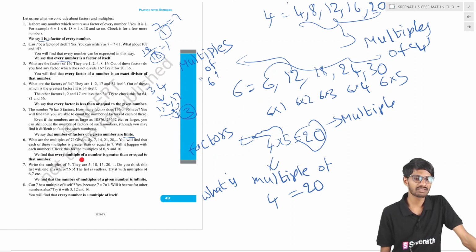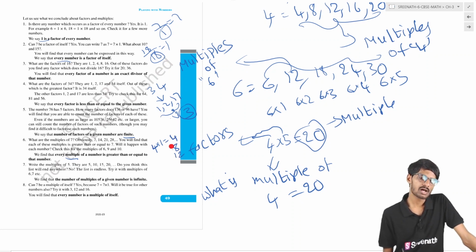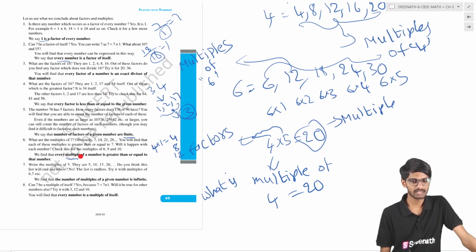And one more thing is, every multiple of a number is greater than or equal to that number. So here the case is about multiples. Suppose you take 4, and I want to write the multiples of 4, you can write 4, 8, and 12. If you observe, all these are multiples of 4, and all these multiples are greater than or equal to that 4. So all these multiples are greater than or equal to this 4.